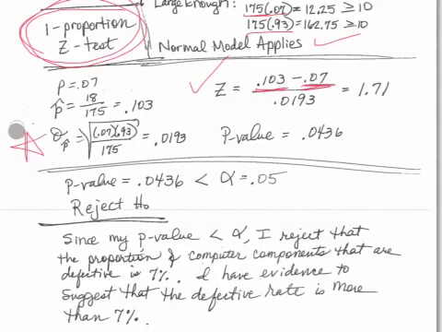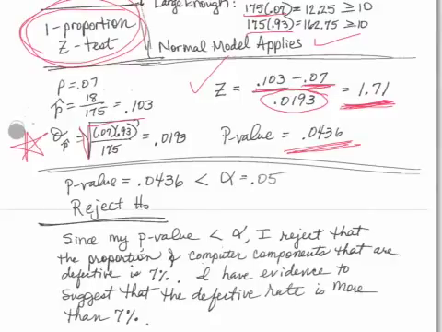Your standard deviation comes from the formula of the square root of p times 1 minus p over n. So here's the standard deviation. That gives a z-score of 1.71. Then I use normalcdf from 1.71 to 99. And that's how I get a p-value of 0.0436.